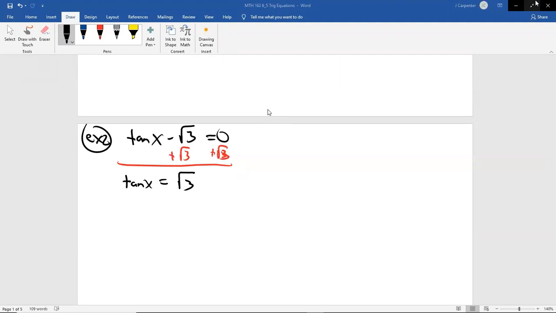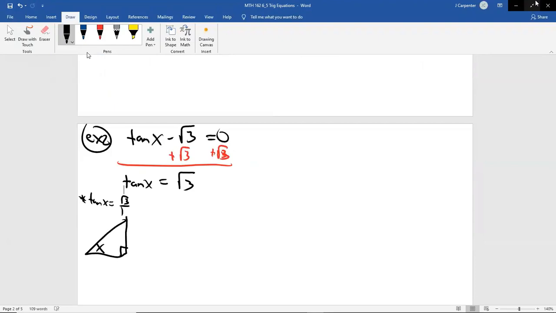Okay, so tangent's opposite over adjacent, but I don't see the adjacent. So remember that anytime you have just a top number, you can always write it over 1. So just note that this is the same thing as saying tan x is square root of 3 over 1. So you can see your opposite and adjacent. You can draw your reference triangle.